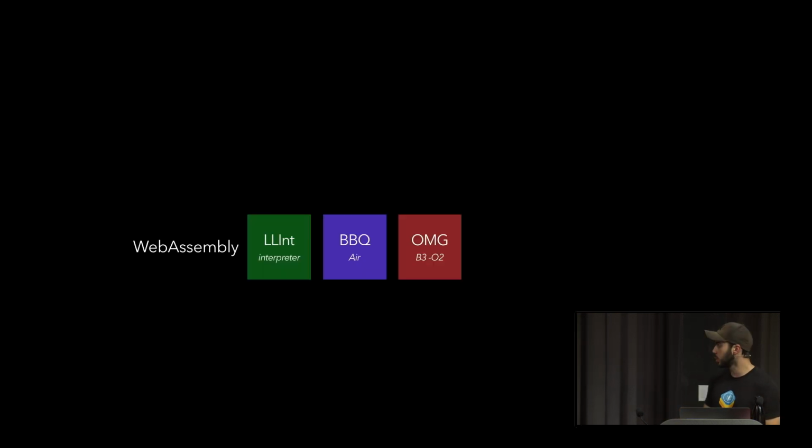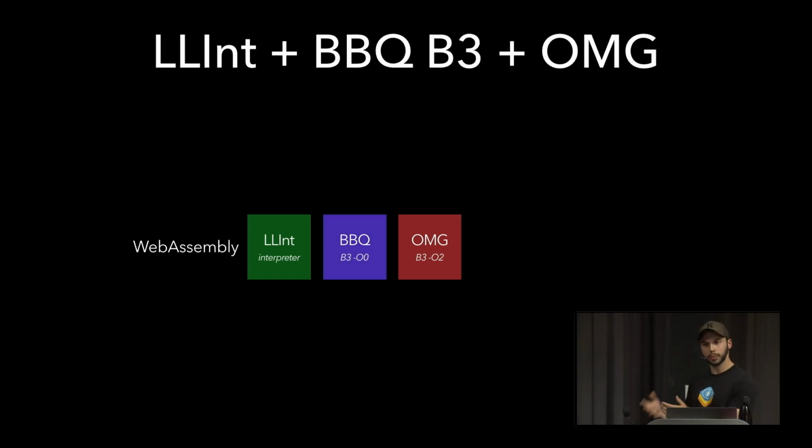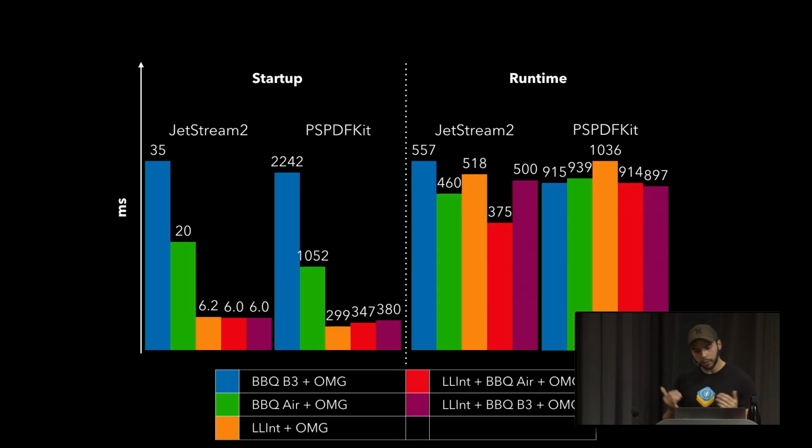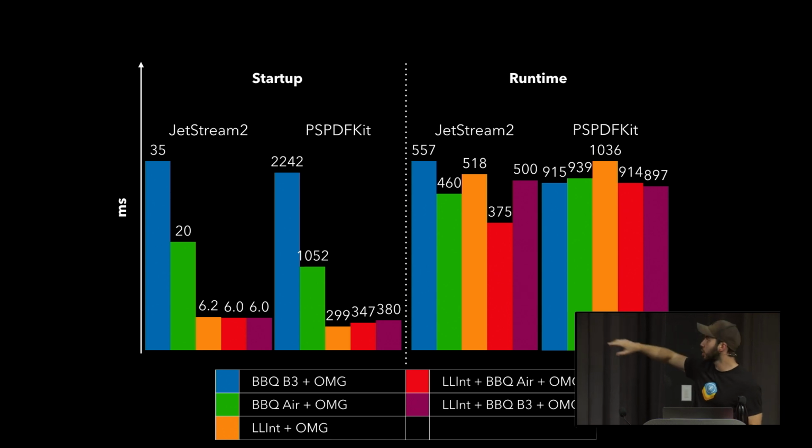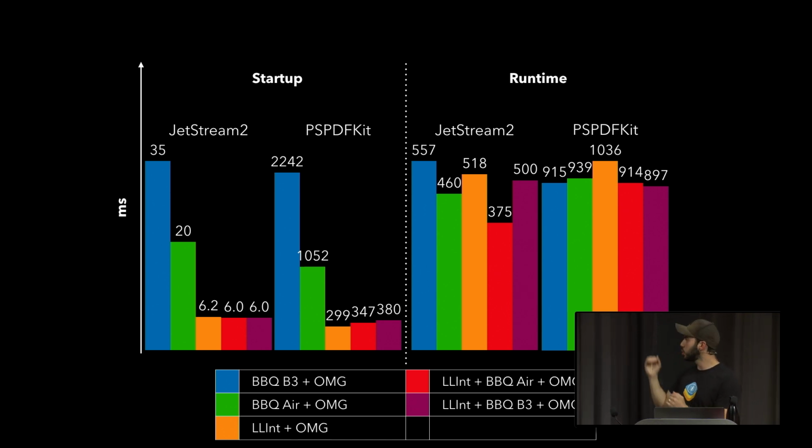There's still one alternative solution. Instead of maintaining 2 backends, so Air and B3, we could just go back to a world where both of those tiers share the same backend, and they both run with B3. We also tried that, and that gave us mixed results. So we can see that the startup was a little bit worse in PSPDFKit, about the same on JetStream 2. But runtime on JetStream 2 just got a lot worse because, again, that compiler is using the same backend, B3. Even though it's not doing quite as many optimizations, it's still a slower compiler. It does more work. It generates better code. And we end up spending more time in the interpreter.